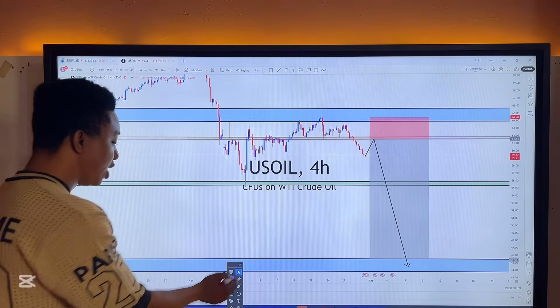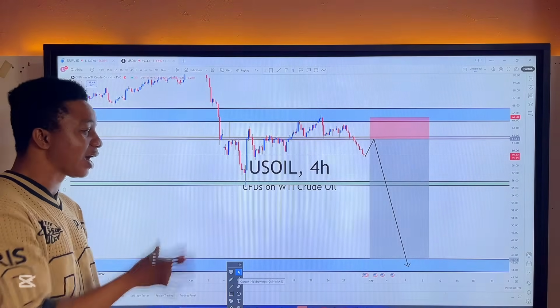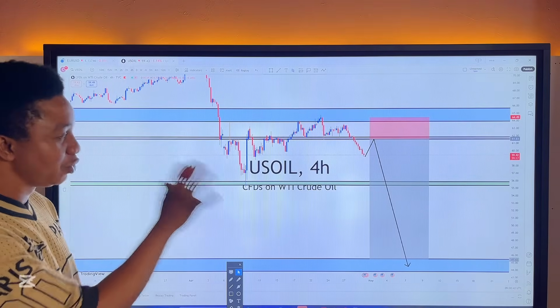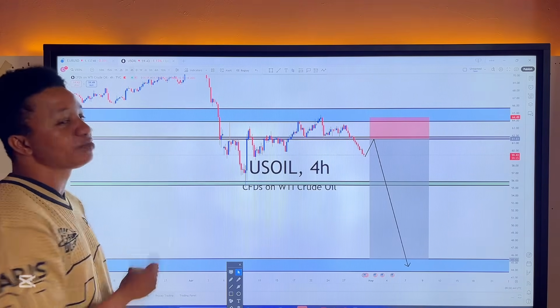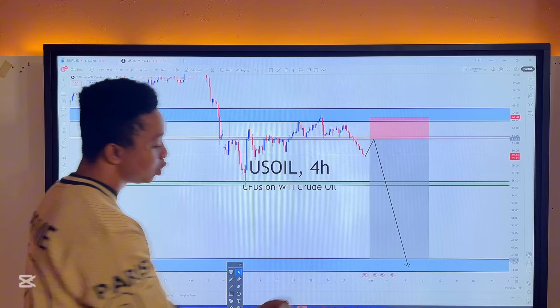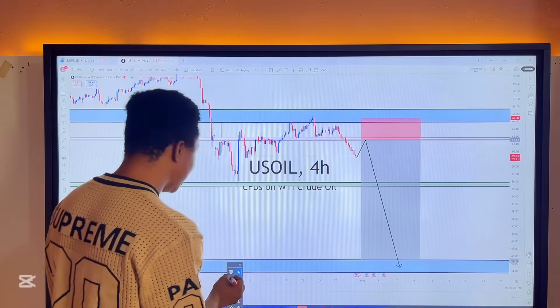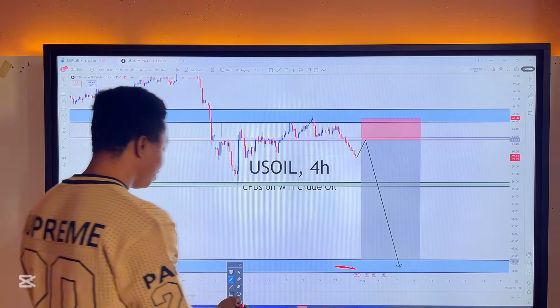Very beautiful entry that we can capitalize on the US oil. So once we're able to get in and get hold of this particular entry, we are going to go till we get our final target, which will give us a lot of profit. Okay, it's all about patience.